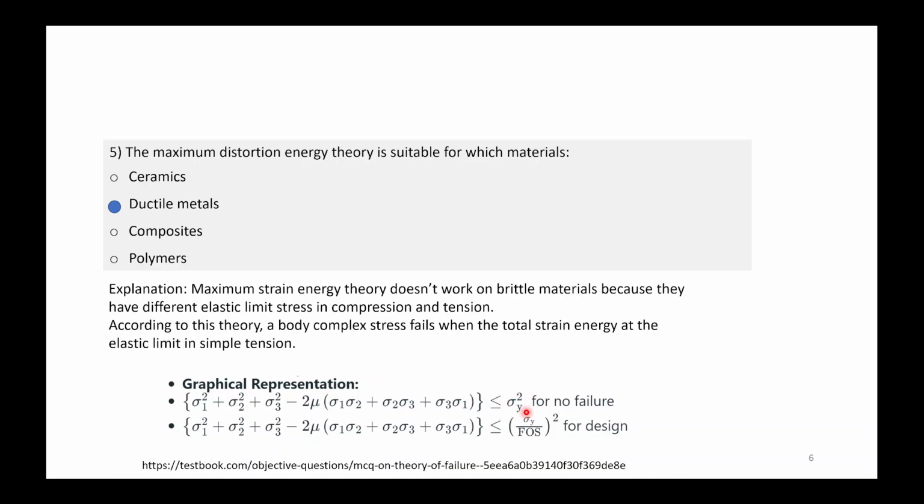So the yield stress is used, and with your principal stresses, sigma 1 squared plus sigma 2 squared plus sigma 3 squared minus 2 mu, where mu is your Poisson's ratio, times the bracket sigma 1 sigma 2 plus sigma 2 sigma 3 plus sigma 3 sigma 1, this should be less than or equal to sigma y squared for no failure. And we use some factor of safety in the formula so that our material doesn't fail.